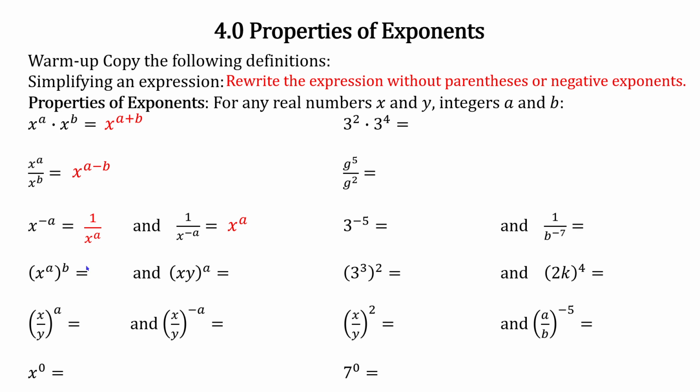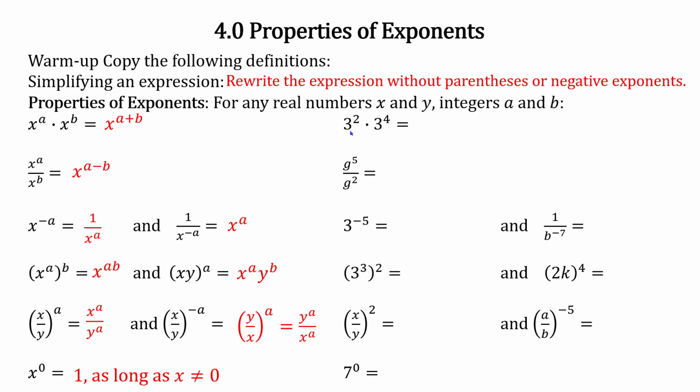X to the a all to the b power is x to the a times b. And xy to the a power, you distribute the power in there. Same here, distribute the power, it'll be x to the a over y to the a. X over y to the negative a, you flip them, take away the negative, and you get y to the a over x to the a. X to the 0 is always 1 as long as x isn't 0.